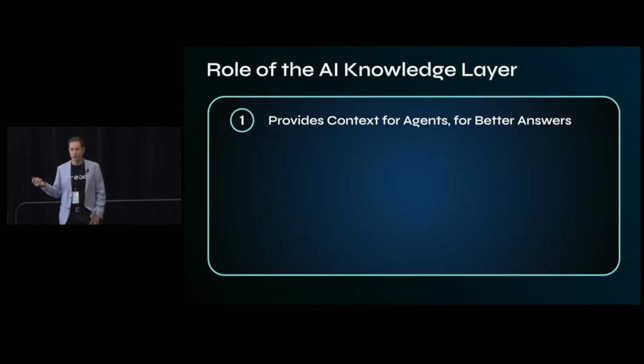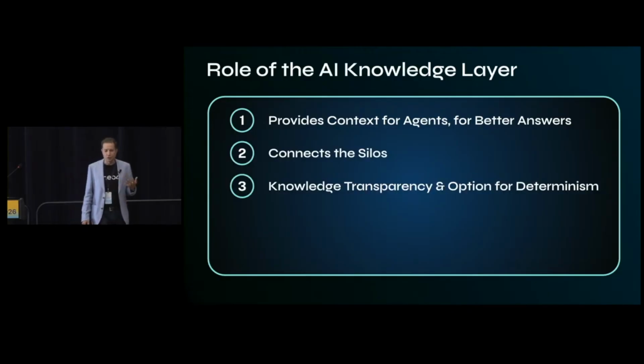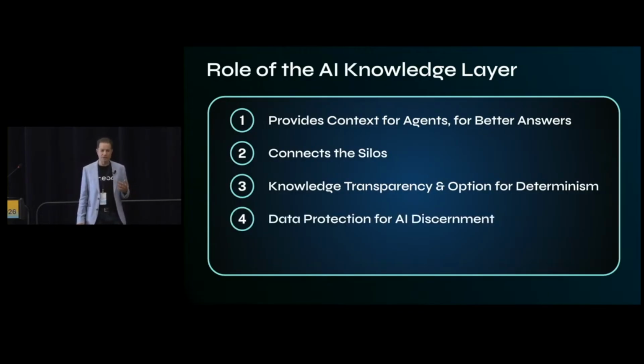I'll show you a link to a paper that just came out by the UK's Centre for Data and AI Innovation, a rich piece of academic research that shows you get substantially better results. I think it's more than twice as many questions answered versus not, with 80% better fidelity, lower hallucinations, and fewer tokens. So very, very powerful. It can connect the silos. It can give you knowledge transparency and an option for deterministic processing.